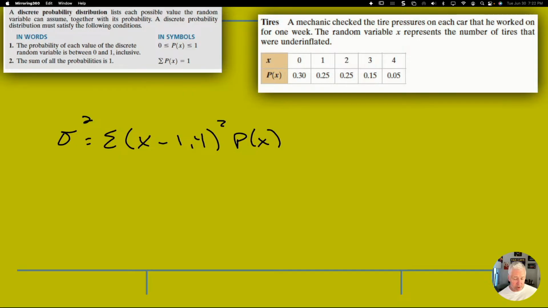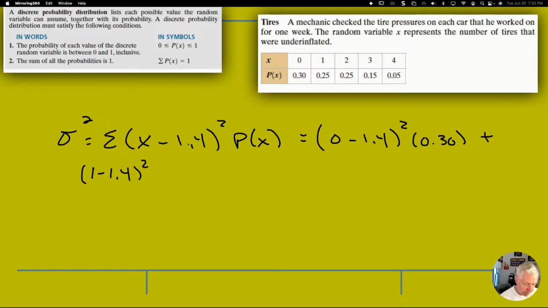How does that look spread across the screen? I'm going to do one or two here across, and then I'm going to go into the calculator syntax, which I just did verbally a second ago. So what I'm going to have here is 0 subtract 1.4 squared, times 0.30, plus 1 subtract 1.4 squared, times 0.25, plus dot dot dot, plus the very last one, 4 subtract 1.4 squared times 0.05. We're going to find all of these terms.